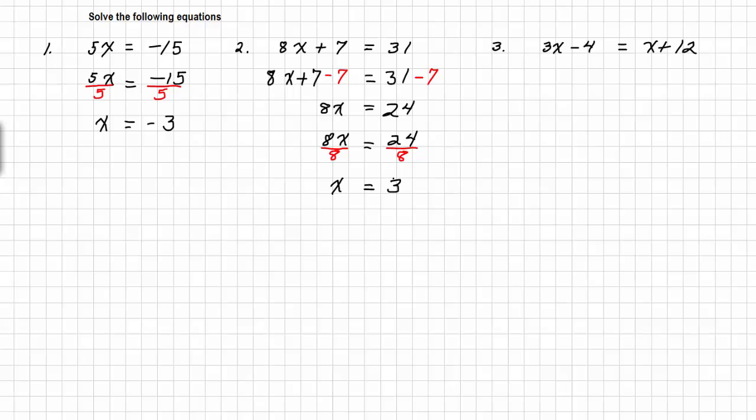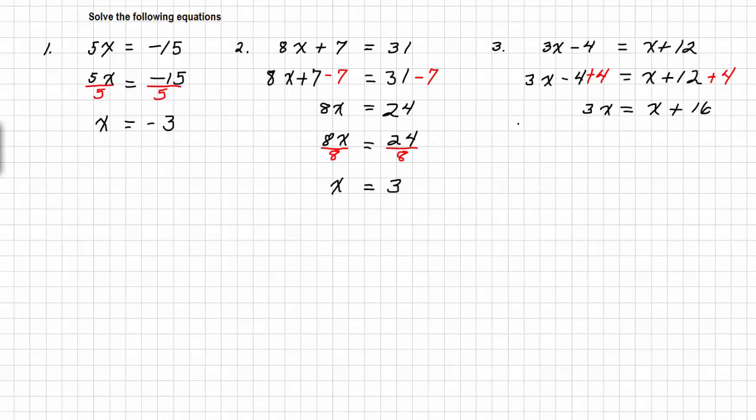The third equation has a variable on each side and a constant. So we start by eliminating the constant on the left side. We have 3x minus 4. To eliminate the minus 4 or negative 4, we add 4 to both sides of this equation. So we end up with 3x minus 4 plus 4 equals x plus 12 plus 4. So on the left, minus 4 plus 4 is 0. We end up with 3x. And on the right side, x plus 16.